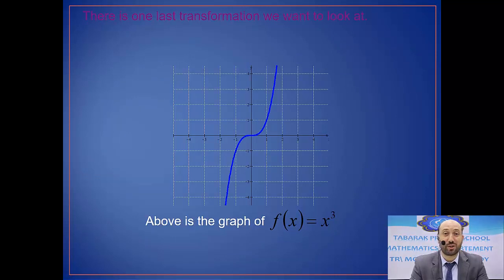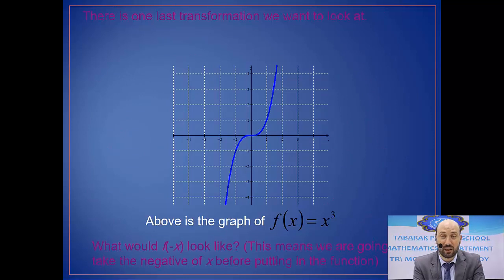There is one last transformation we want to look at. Here we have a cubic function, and now what would f of negative x look like? This means we are going to take the negative x before putting it in the function. So what's the difference between what we have now and what we just studied in the previous exercise? The negative sign was outside the function, so we made a reflection on the x-axis.